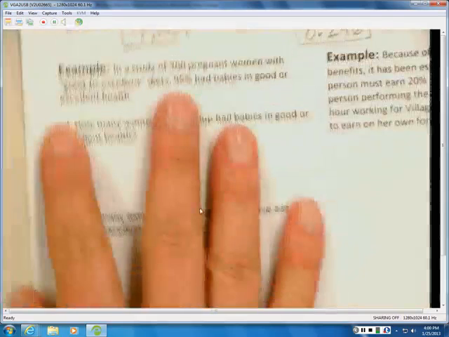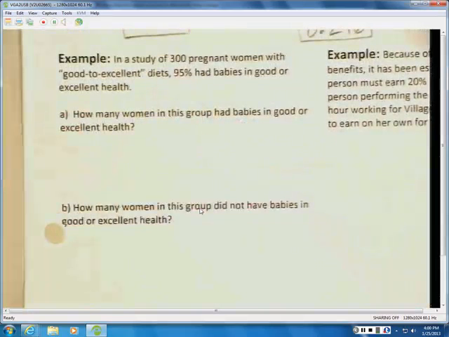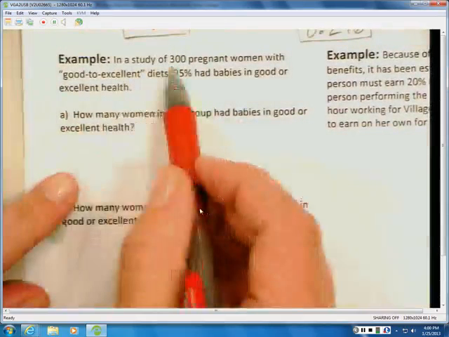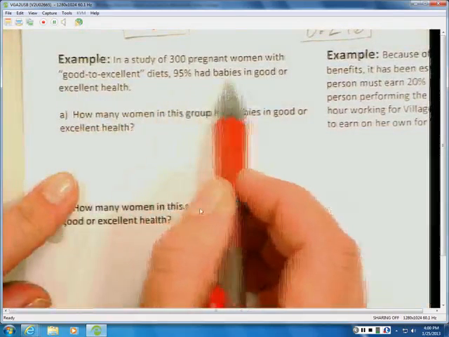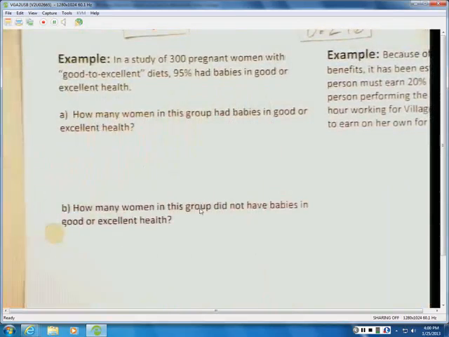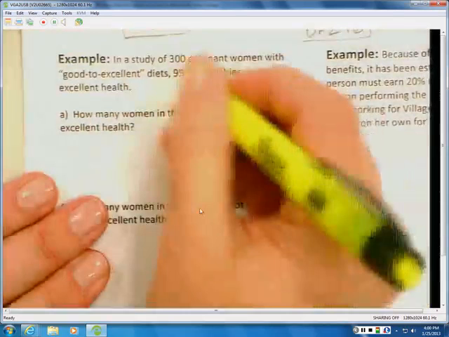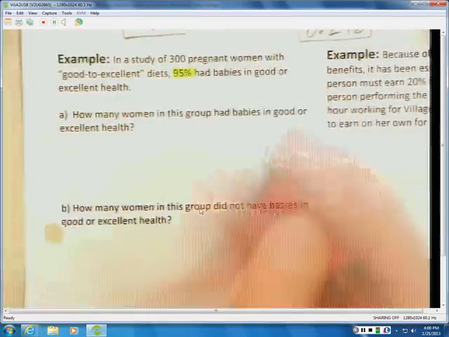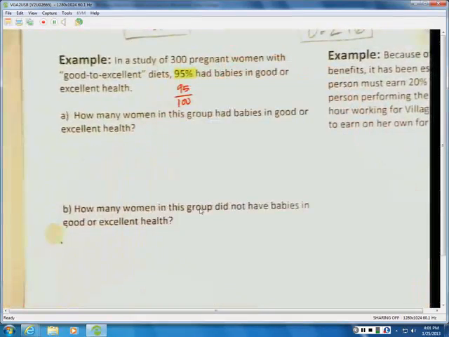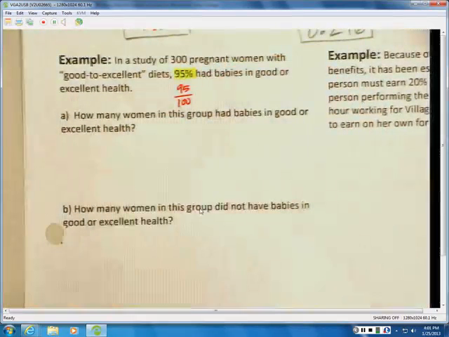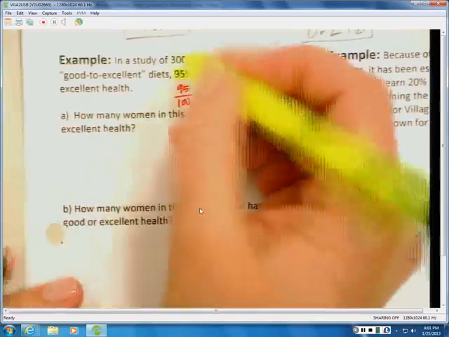Probably a good idea to pause at this point and just read this. In a study of 300 pregnant women with good to excellent diets, 95% had babies in good or excellent health. So here's what I see. I see the 95%, right? I know that this is 95 over 100. Anything else in here stand out? We're probably going to have to use the number 300, most likely.